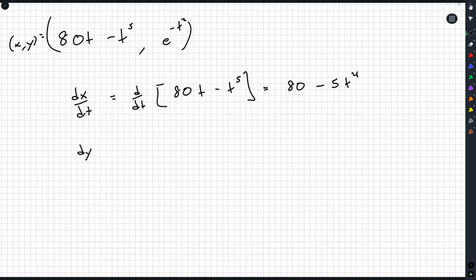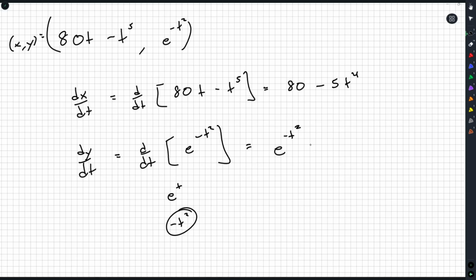Great. And then dy by dt, the derivative of e to the minus t squared. Now, for this one, depending on your skill level, you might be able to just look at it like that. I've done hundreds of these, so I'm at that stage. But if you need to, break it down with the chain rule. This is e to the t, but with minus t squared plugged inside. And so the derivative would be the derivative of the outside function, e to the t, with the inside function plugged in again, times the derivative of the inside function. So that would be minus 2t.